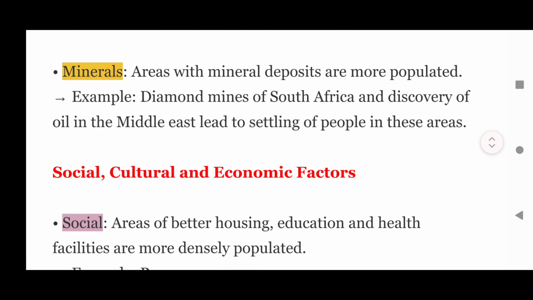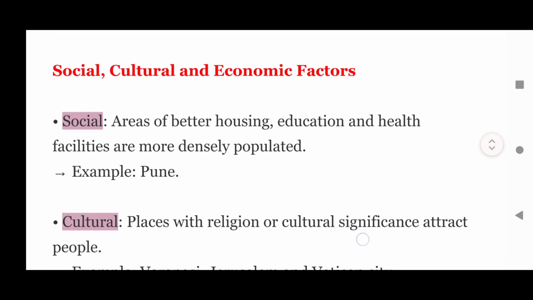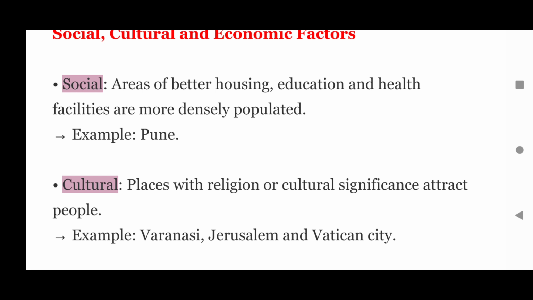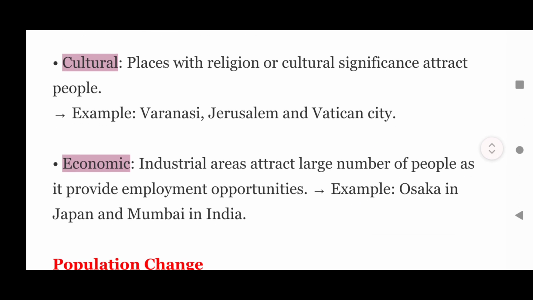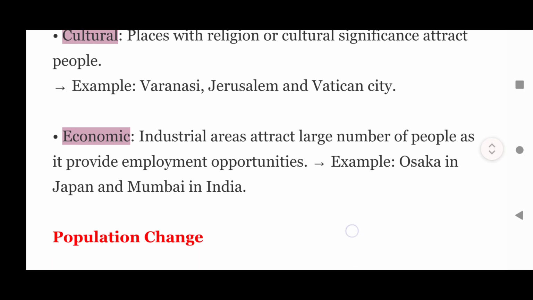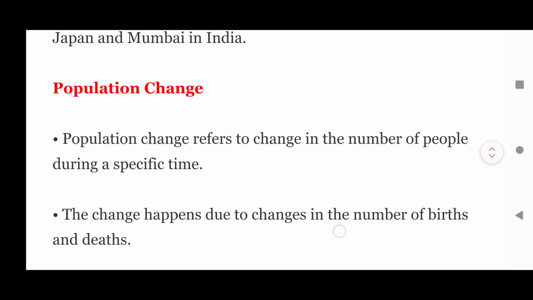Minerals. Areas with mineral deposits are more populated. For example, diamond mines of South Africa and discovery of oil in the Middle East led to settling of people in these areas. Social, cultural, and economic factors. Social: areas of better housing, education, and health facilities are more densely populated. For example, Pune. Cultural: places with religious or cultural significance attract people. For example, Varanasi, Jerusalem, and Vatican City. Economic: industrial areas attract large numbers of people as they provide employment opportunities. For example, Osaka in Japan and Mumbai in India.